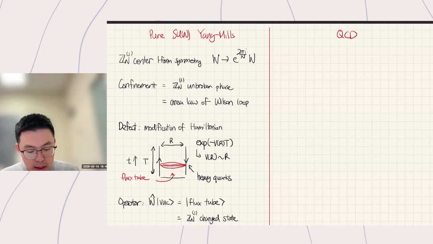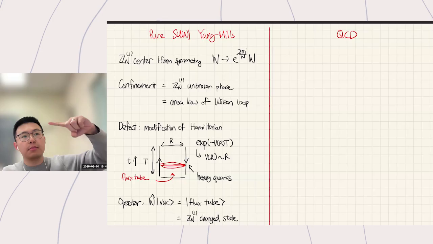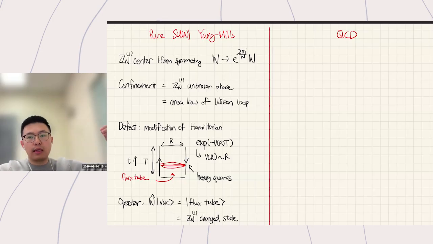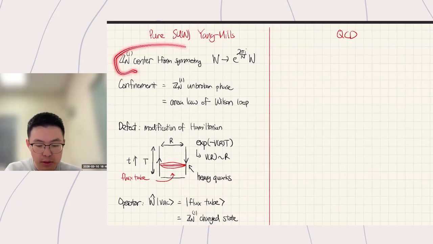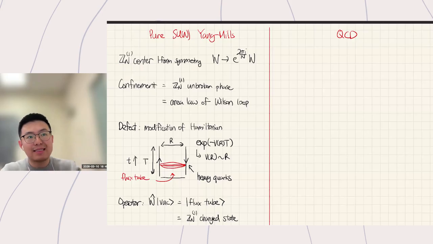There's also a different perspective, the operator perspective, where we insert the Wilson line at a fixed time slice and think of it as an operator that acts on the state. In particular, we can start with the vacuum, and then act with the Wilson line operator on the state, and this will create a flux tube. And this flux tube is essentially a state carrying the Z_N charge. Since the Z_N one-form symmetry is unbroken, there should be some extended states that carry charge under this Z_N one-form symmetry, which are precisely these flux tubes.